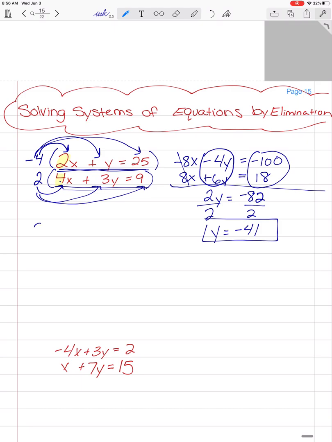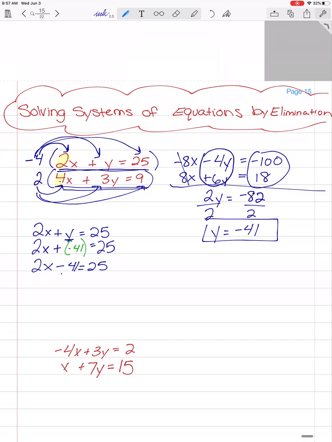So I'm going to do 2x plus y equals 25. Wherever I see a y, I'm going to put the value right here. So I have 2x plus, we have negative 41. I'm going to put that in parentheses in a different color so you can see, equals 25. Now, positive and negative is just a negative, so I could really have 2x minus 41. So let's make sure we write that. It's going to make our lives a little bit easier.